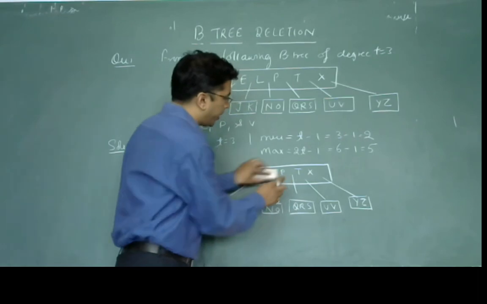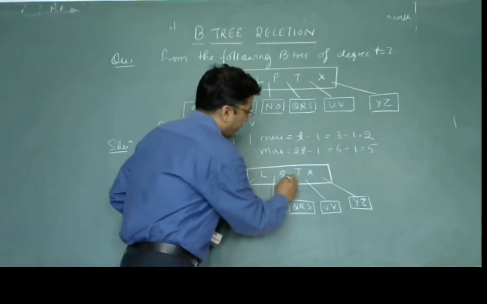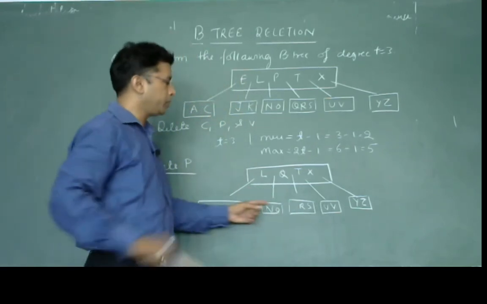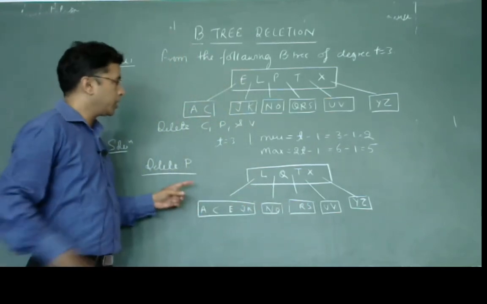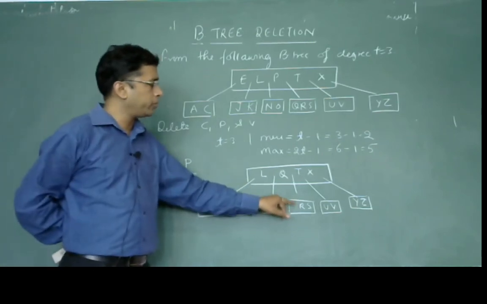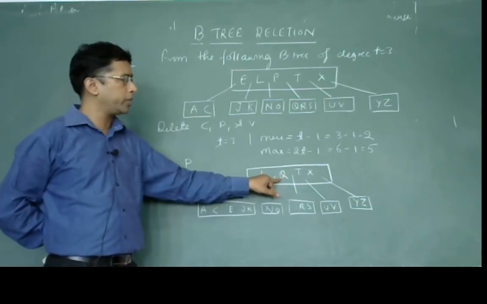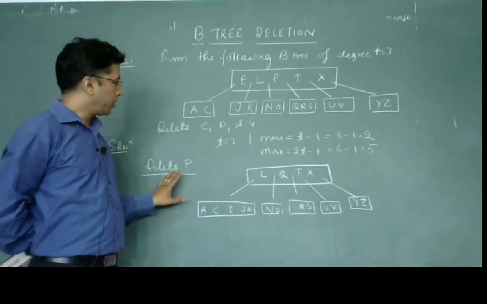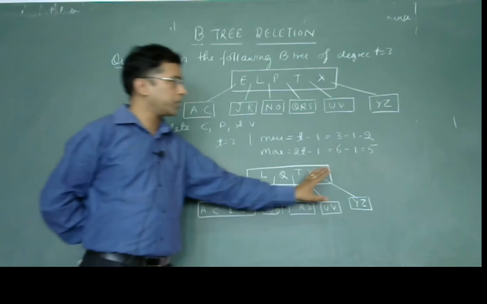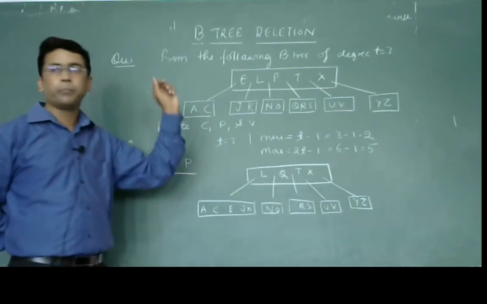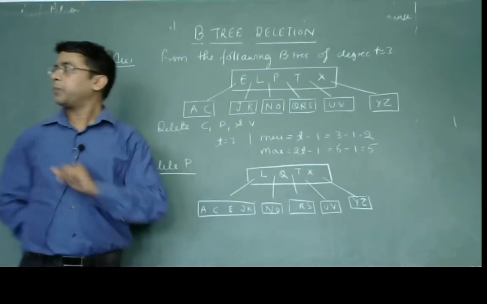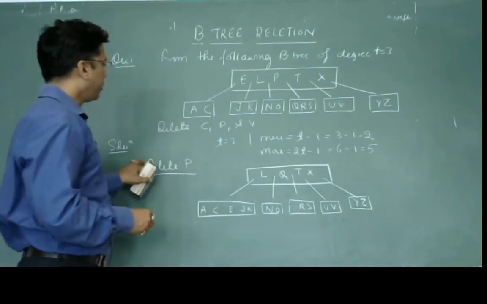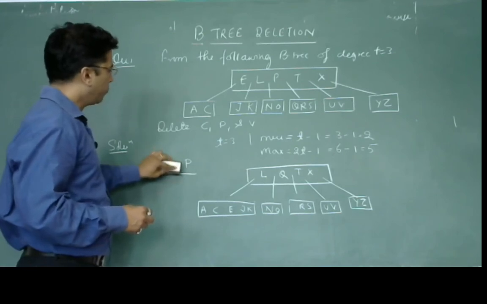This node Q shifts to the place of P here, and after that this pointer eliminates. And now every node is maintaining the minimum number of keys, and Q has shifted from the right child to this position to save the pointers associated with that point. This is the B tree structure when we delete P. Okay, 5 minutes. And the next is when we try to delete node V, what happens?